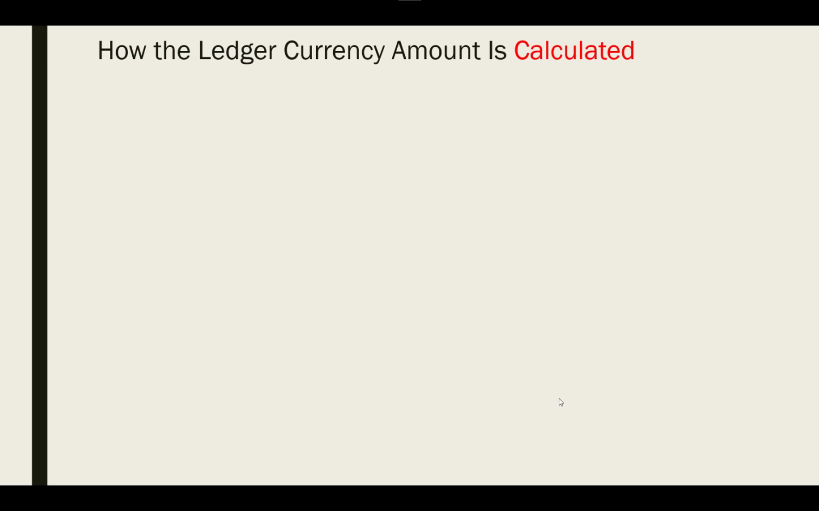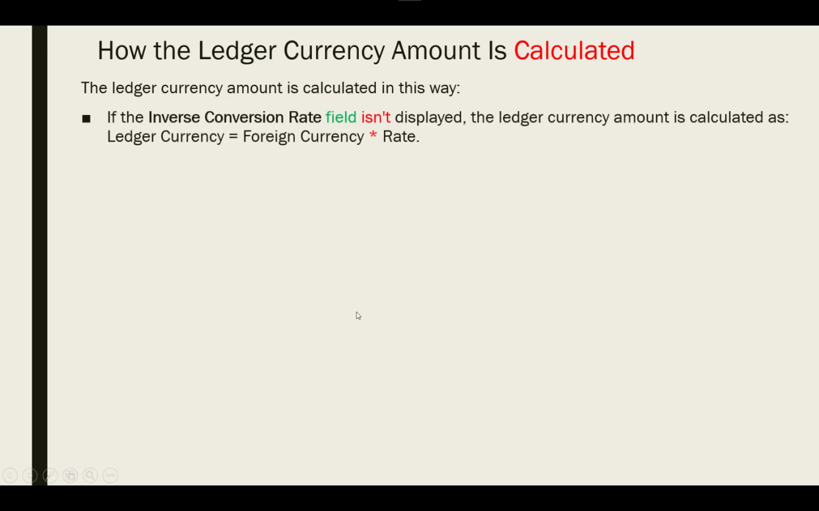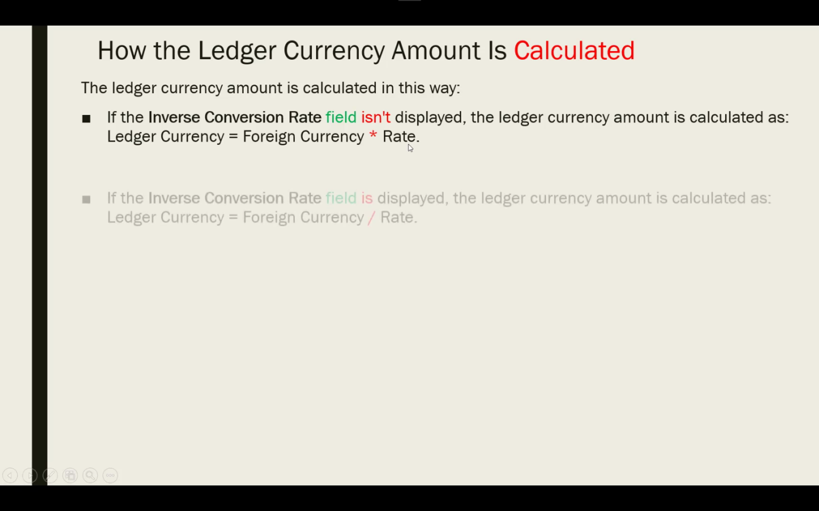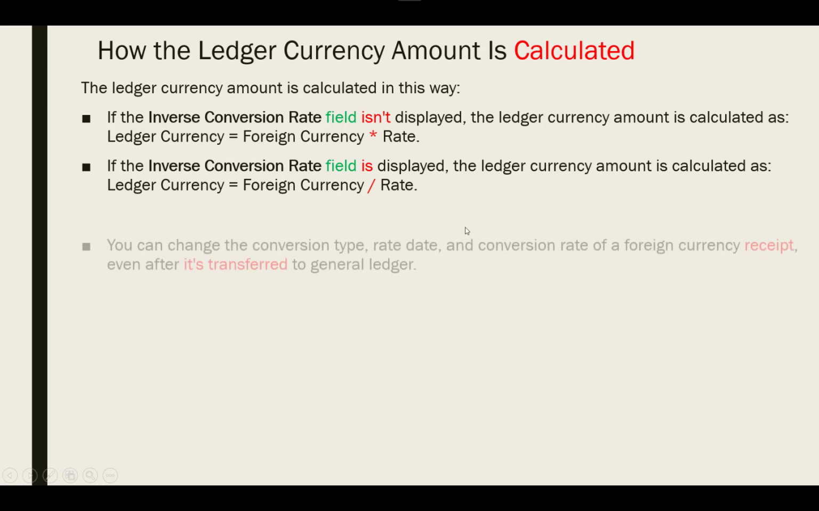How is the ledger currency amount calculated? Again, the ledger currency amount is calculated in these two ways. If the inverse conversion rate field isn't displayed, the ledger currency amount is calculated as foreign currency multiplied by the rate. If the inverse conversion rate field is displayed, the ledger currency amount is foreign currency multiplied by the rate.